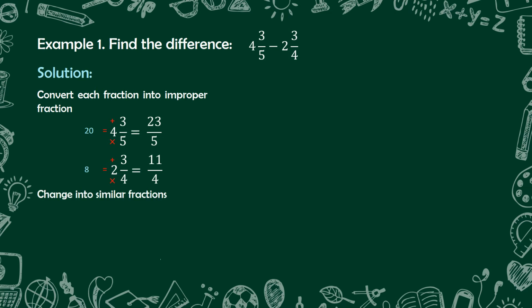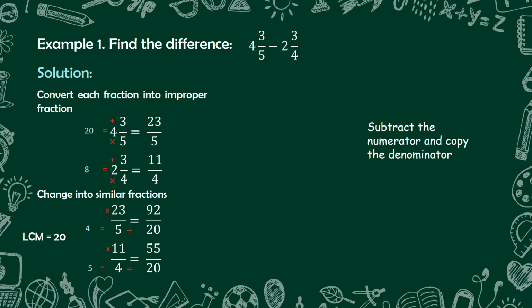Now, since they are dissimilar fractions, we will convert them into similar fractions. Our LCM for 5 and 4 is 20. So, our LCD is equal to 20. 20 divided by 5 is equal to 4. 4 times 23 is equal to 92. Then, we have 20 divided by 4, that is 5, and 5 times 11 is equal to 55. Now, let's proceed to subtracting the fractions.